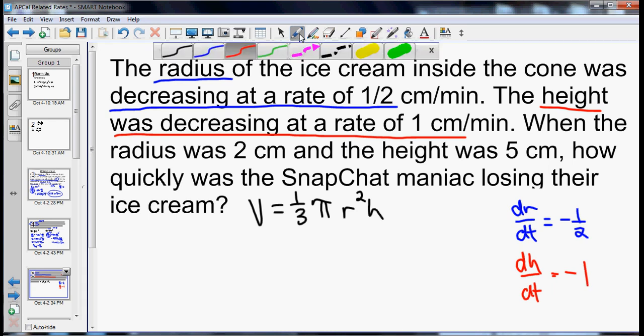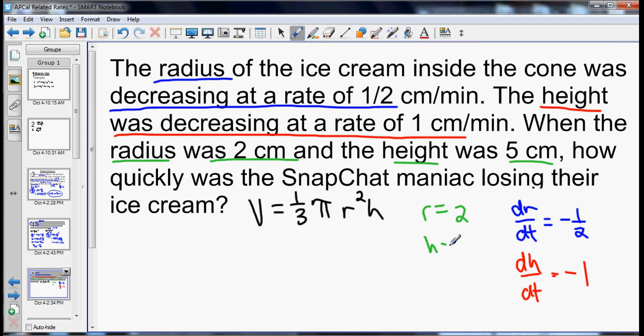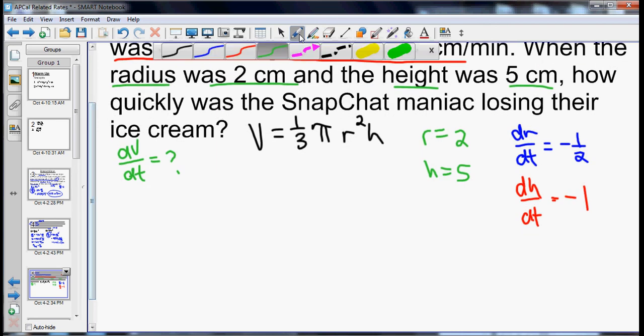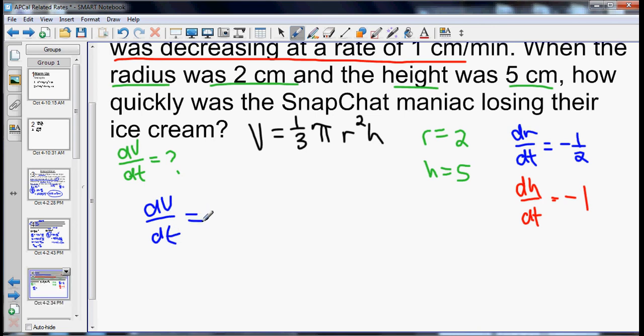How quickly was the Snapchat maniac losing their ice cream? In other words, how much of the volume was being lost? So what we're looking for is dV/dt. That's the goal and what we're trying to find. So I'll need to take the derivative of this equation. The V is easy, it's just dV/dt. But over here on the right hand side we're going to have to use the product rule because we have an r squared times an h. So two variables are being multiplied together. I'm going to put 1/3 pi r squared as my f, and my g will just be h. f prime will be 2/3 pi r dr/dt, and g prime will be dh/dt. The derivative of h is really just 1 dh/dt.